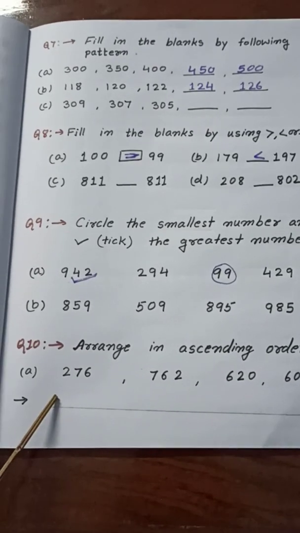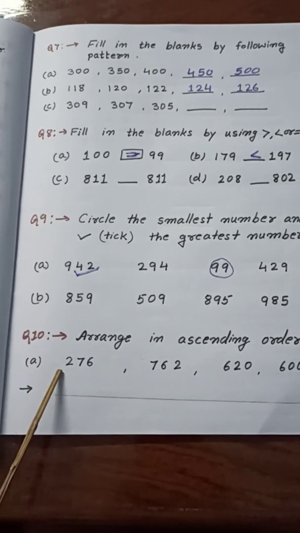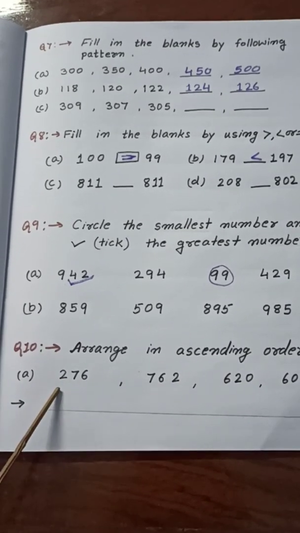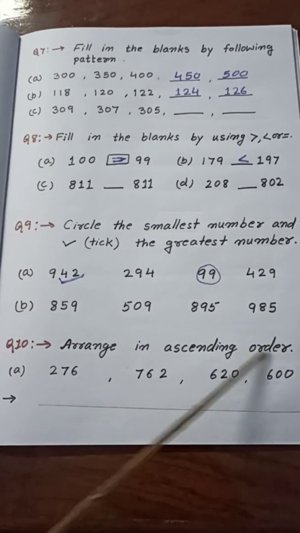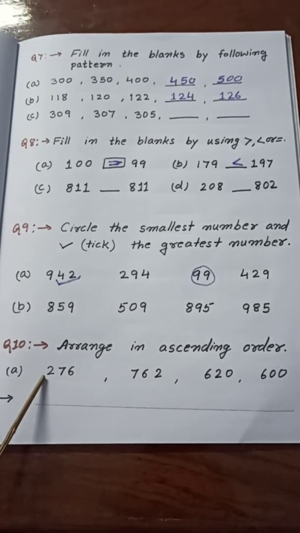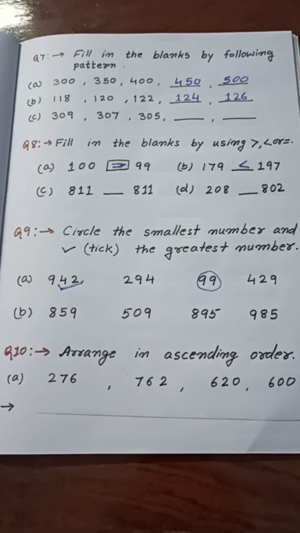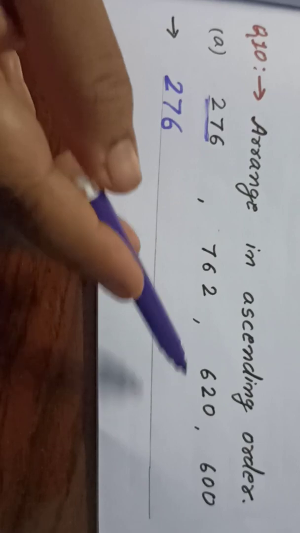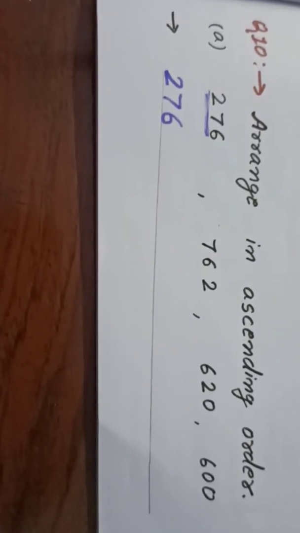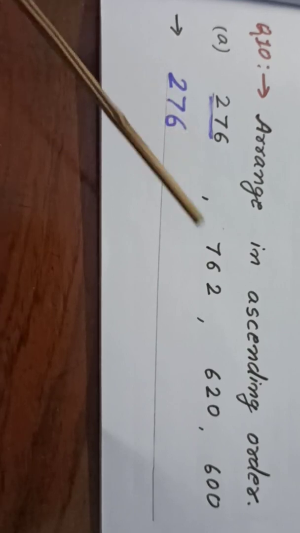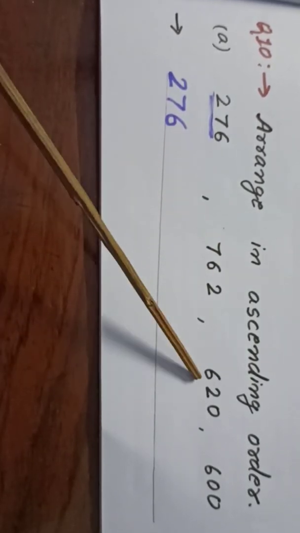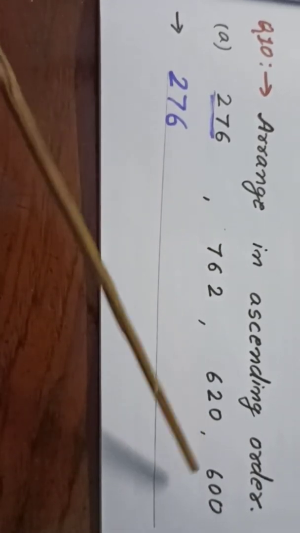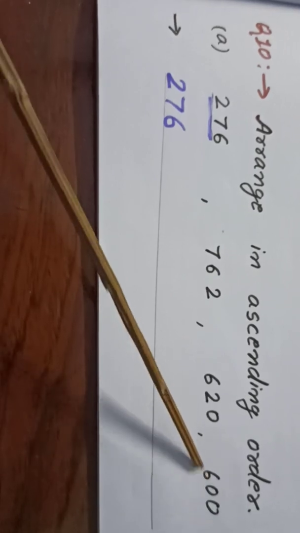So all are the same. Then we see the 100 place. So here is 2, 7, 6 and also 6. So 2 is obviously smaller than the other numbers. So we write 276 first. So this is already done. Now we compare the remaining 3 numbers. So again we look here at 7, 6 and 6. Obviously 7 is the biggest number, so we will not write this. We have to compare 620 and 600.